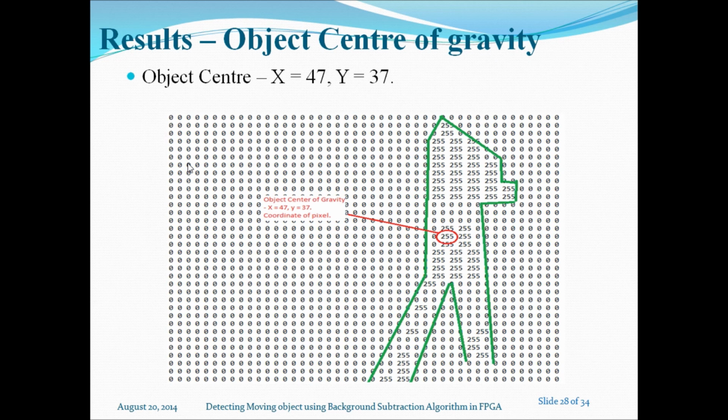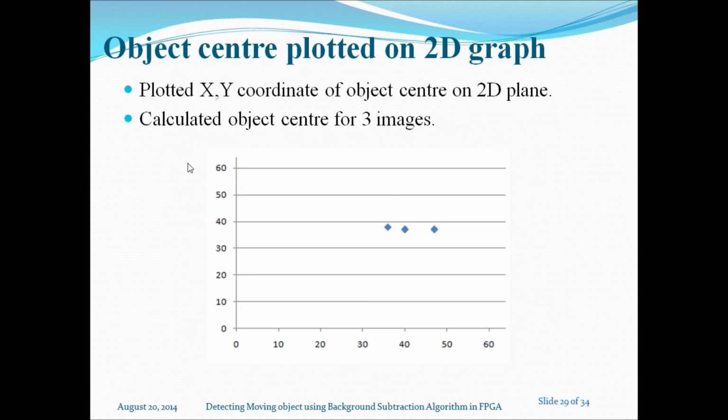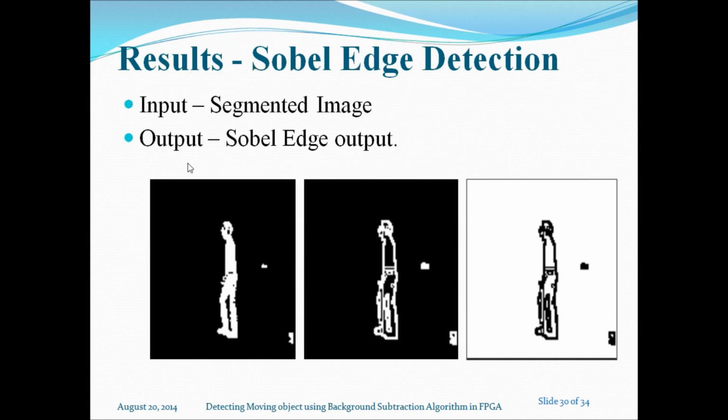Here you can see that for the eroded image, the object center of gravity is computed. For the given eroded image, the object center is located at 47 by 37 coordinate. This value is sent to the PC for display. Using the object centers of 3 images containing the moving object, we plotted this 2D graph. Here the object trajectory can be seen.